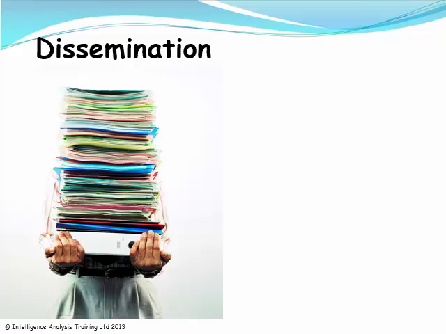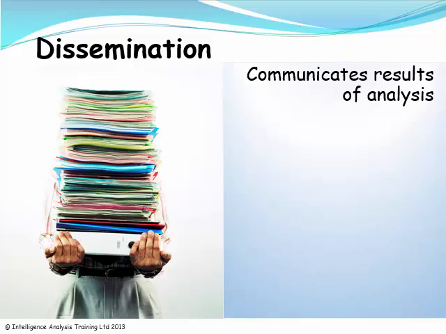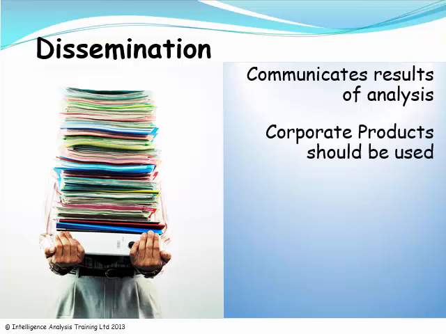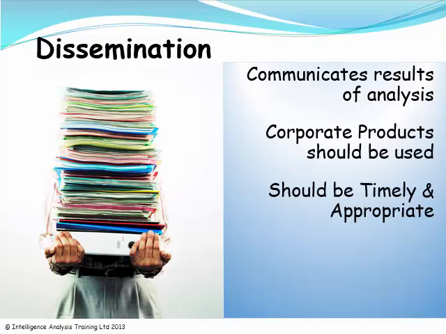Dissemination is defined as a method of communicating the results of the intelligence process to the manager or decision maker. The method of disseminating intelligence differs from country to country, and in some countries from agency to agency. Ideally, standard products should be used where possible, as this ensures corporacy, facilitates understanding, fosters consistent standards, and engenders familiarity. Hopefully not contempt. The intelligence product should be timely and appropriate.